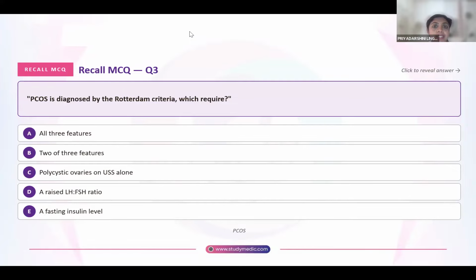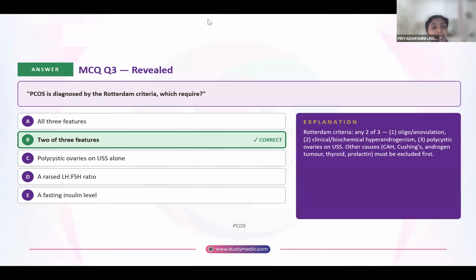And what are the three features? Just for a quick recall, the first one is going to be oligo or anovulation. The second one is going to be clinical or biochemical feature of hyperandrogenism, and the last one is the presence of polycystic ovaries on ultrasound. So, two of the three features must be present to diagnose by the Rotterdam criteria.